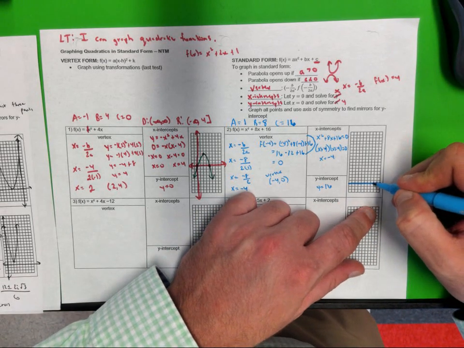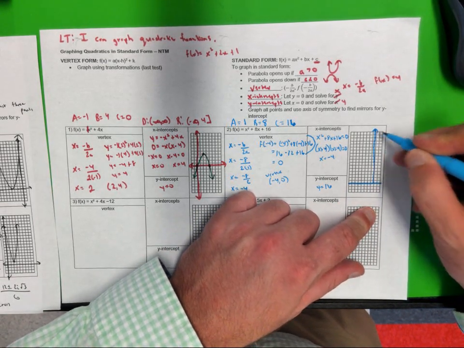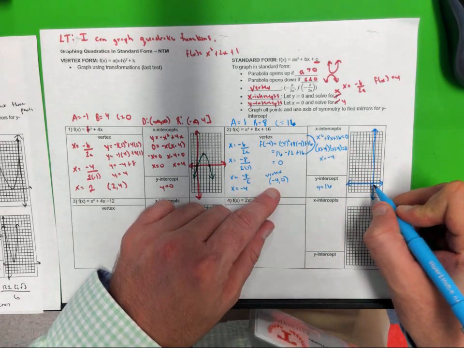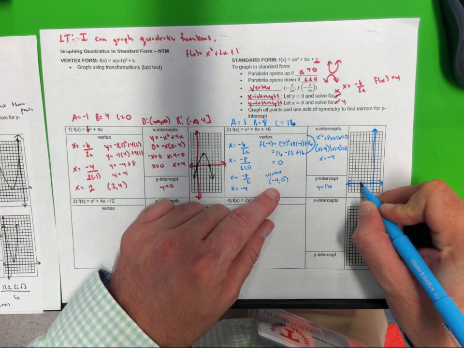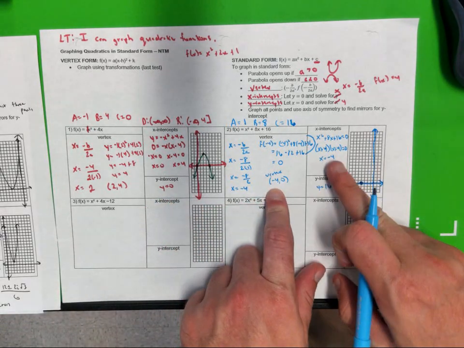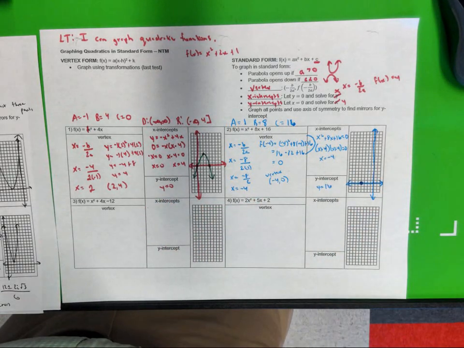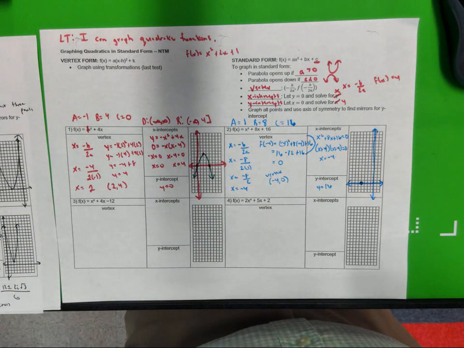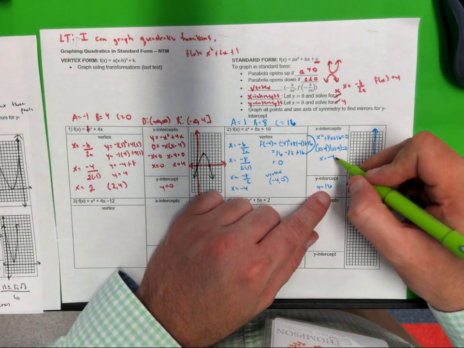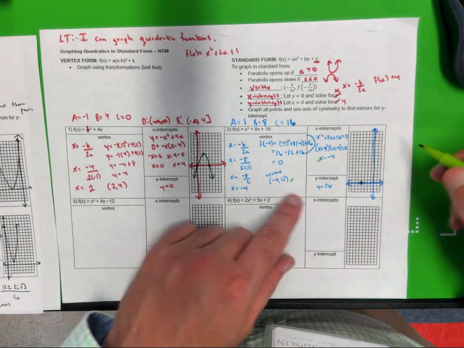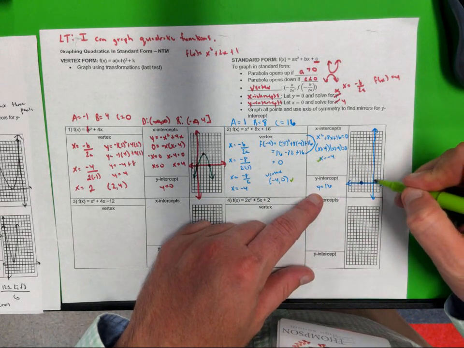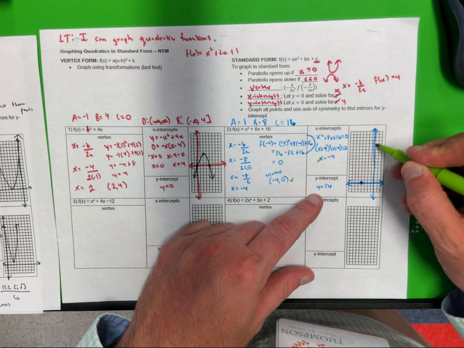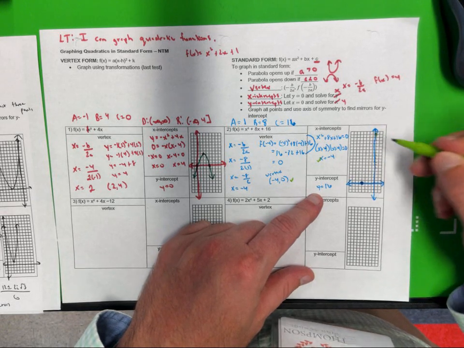I'm going to draw a graph. My vertex is negative 4, 0. And that also happens to be my x-intercept, so that took care of both of those right there. My y-intercept, I've taken care of this. I've graphed this, and I've graphed this. So now I'm doing y equals 16.